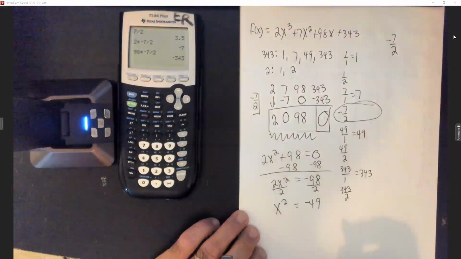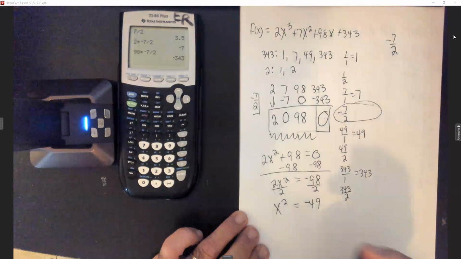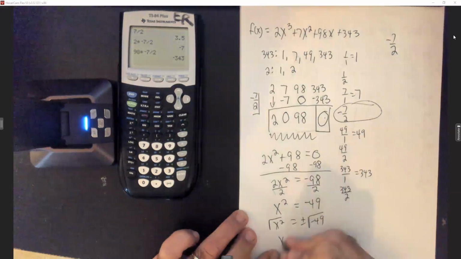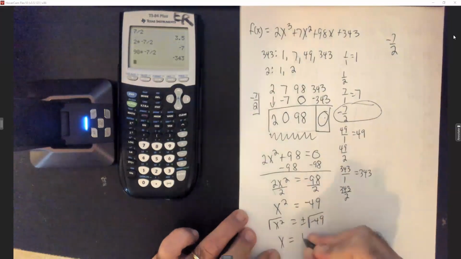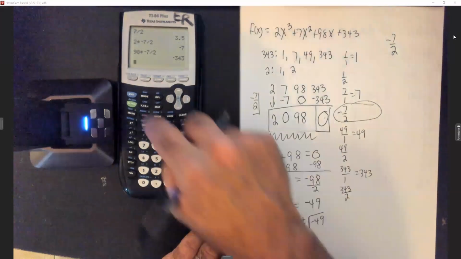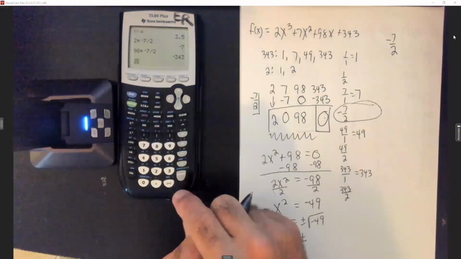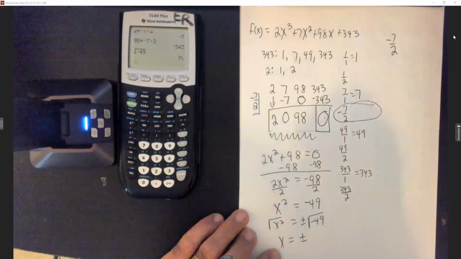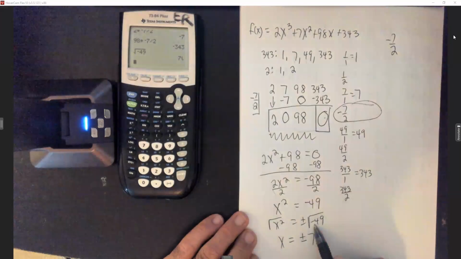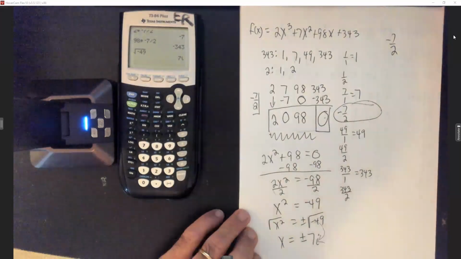Now I would do my square roots, because you always want the variable by itself. So the square root of x squared equals plus or minus the square root of negative 49. So x equals plus or minus... Now y'all watch out. The square root of negative 49 is not 7. Watch this. The square root of negative 49 is going to equal 7i. So I get plus or minus 7i. Remember, if you've got a negative inside, it comes out as an imaginary answer, okay?